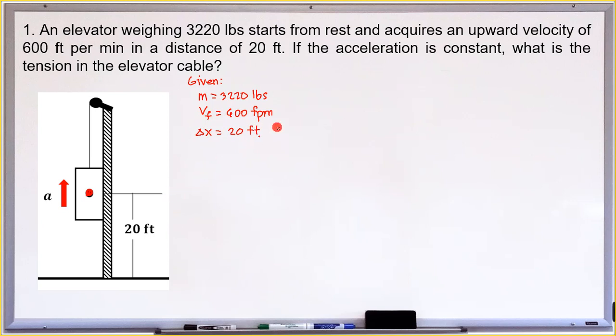So the requirement here is we're going to solve for the tension in the rope. Where is this tension located in our drawing? This vertical line represents the rope that is used in this elevator to lift it. So that is the tension. The first step is we need to create an FBD.